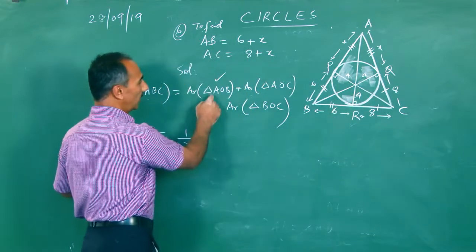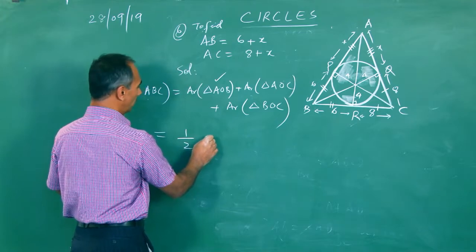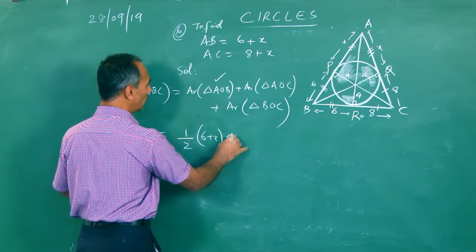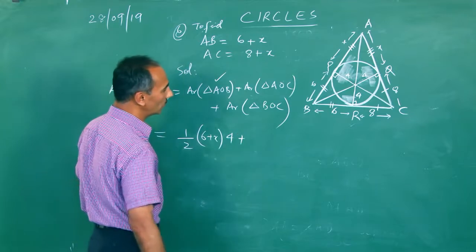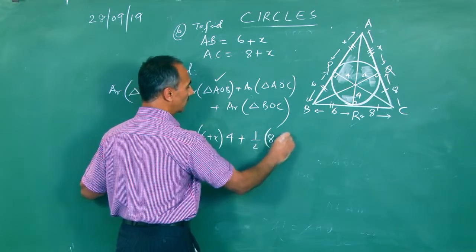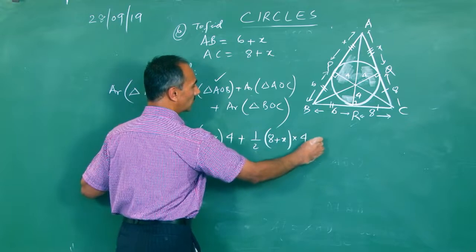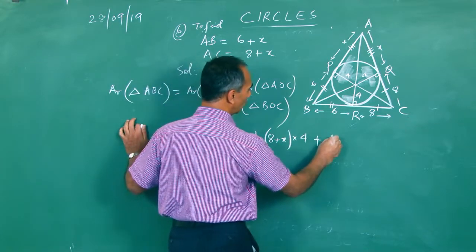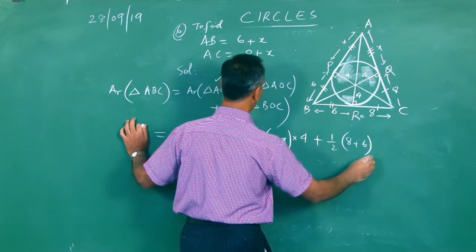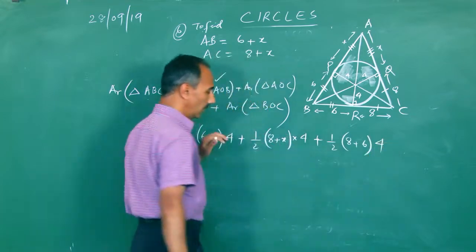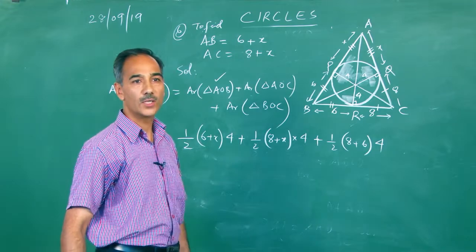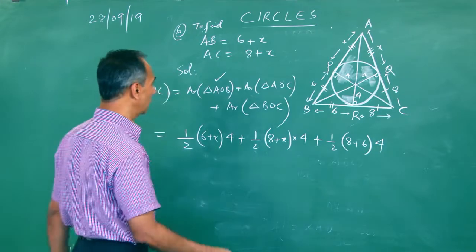So for this triangle AOB, it's half a base. Base is 6 plus x into height is 4. Plus for AOC, it's half a base into height. Half a base is 8 plus x into height is 4. Plus BOC, it will be half a base, it's 8 plus x into height is again 4. So for all these three triangles, we are taking the area.